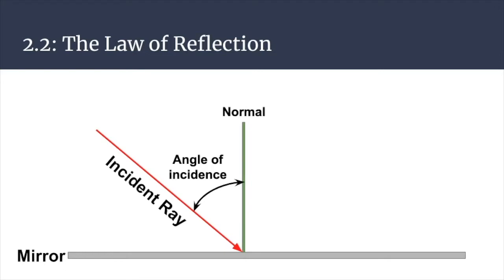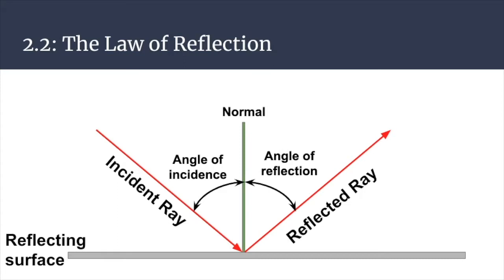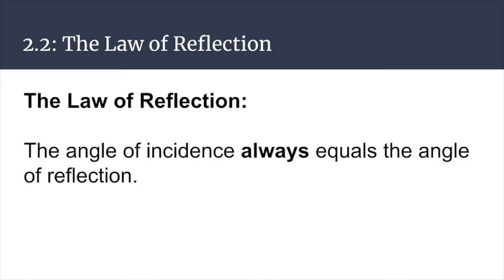Okay, makes sense? Then it leaves, right? It gets reflected away. That would be called our reflected ray. What do you think that angle is called? The angle of reflection, okay? And so what's the law of reflection? That the angle of incidence always equals the angle of reflection. Okay, this is always, always, always true.